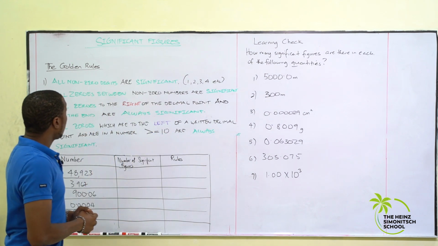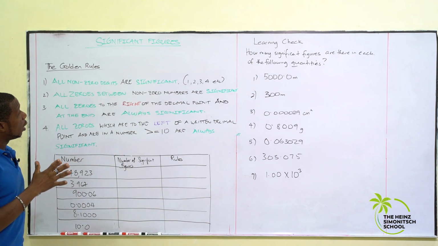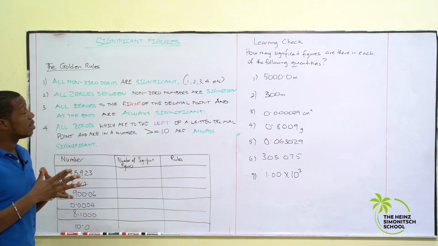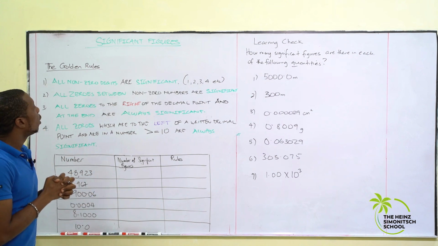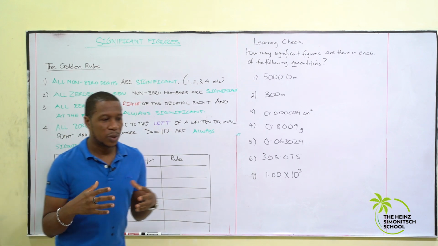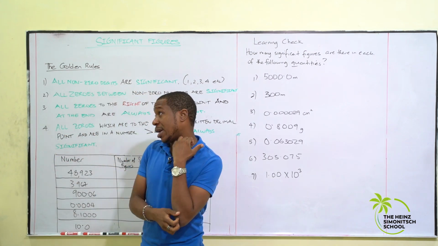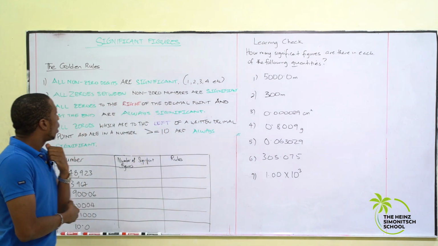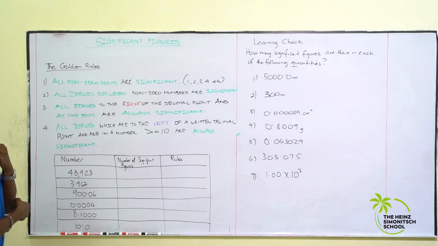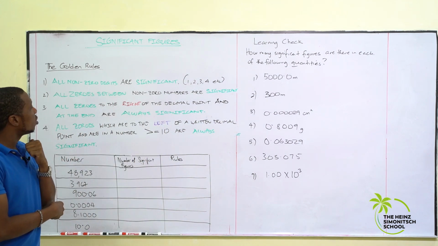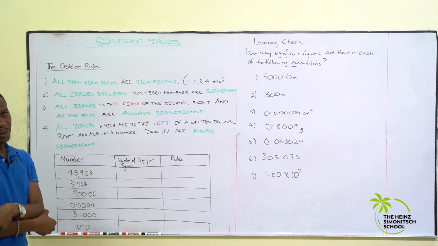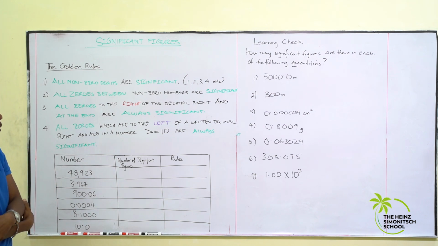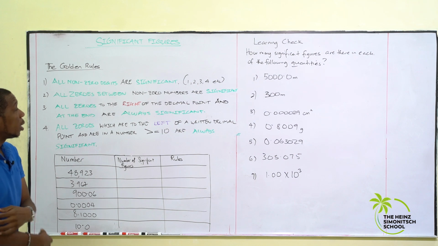Now, in order for you to identify the number of significant figures in a number, you need to memorize the golden rules or the rule of thumb. So these are the rules. Number one, all non-zero digits are actually significant. And we're going to look at examples of each of these coming up.